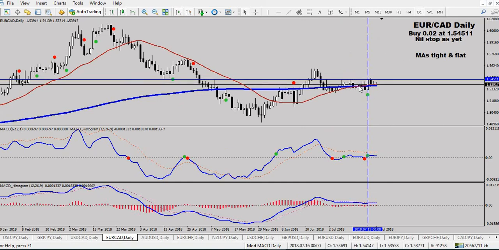Euro CAD, look at this, ugly candles, poking, going sideways. And you can see on the fast MACD, look at the standard MACD. I'm in a buy here, but going nowhere. Nothing to get excited about.